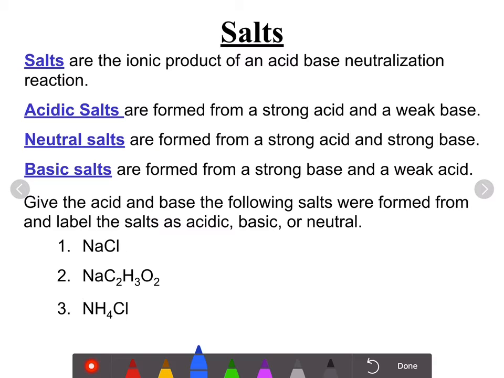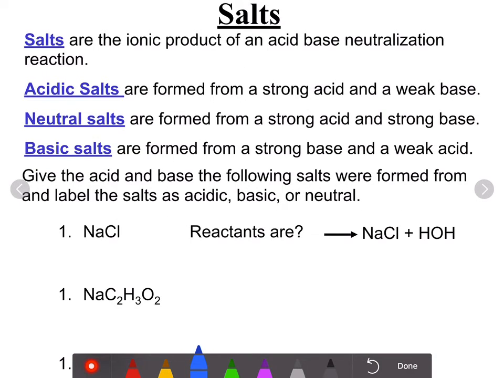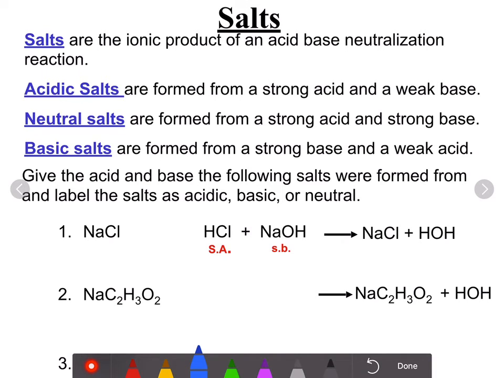Salts. So salts are really important. Salts can be acidic, they can be basic, and they can be neutral. Salt is more or less the product of an acid and base reaction. So a lot of times if you start with HCl, we'll have a Cl as a salt. If you don't, then you don't. Here we go. Here are the reactants of NaCl, of course, salt and water. HCl, strong acid, NaOH, strong base, they neutralize each other, creating a neutral salt.